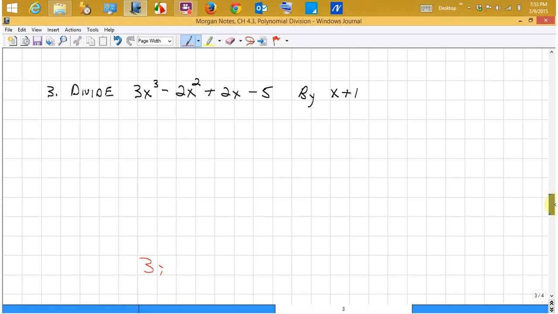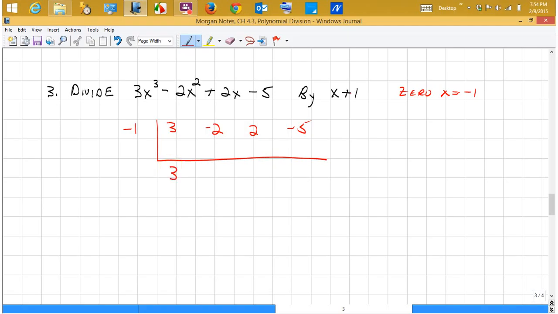Okay, let's do another one. What we have is x plus 1. That's what I'm dividing by. So my 0 is x equal to negative 1. Let's set it up outside the division box. I have a coefficient of 3 on the cubic term, negative 2 on the squared term, 2 on the x term, and a negative 5. So I have a cubic, a squared, a first power. They're all there. Let's do synthetic division.